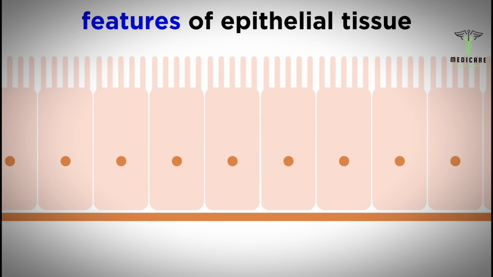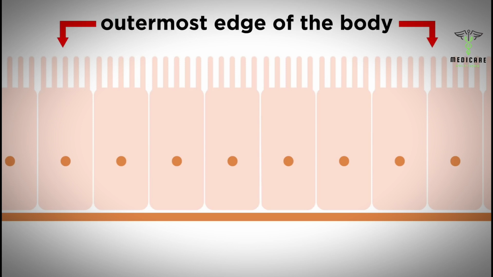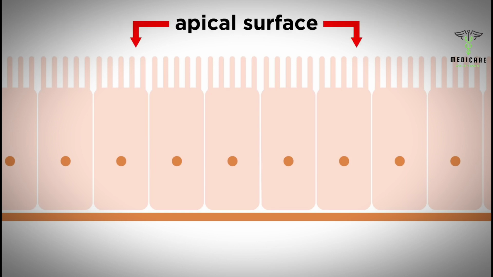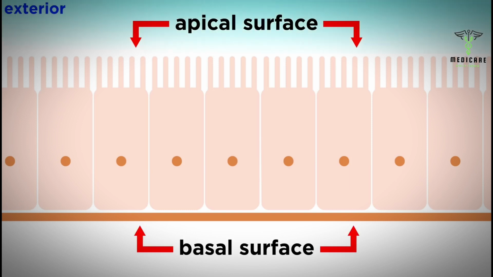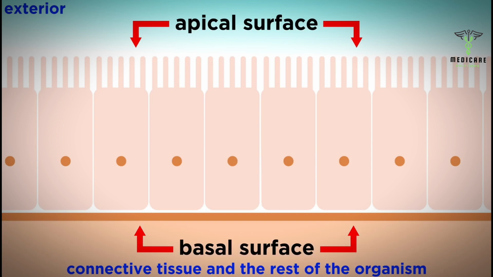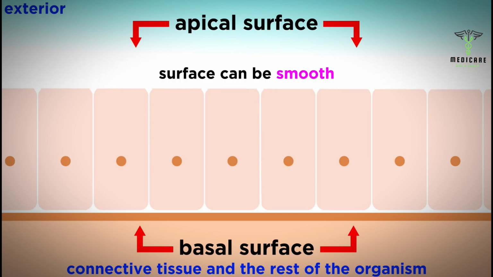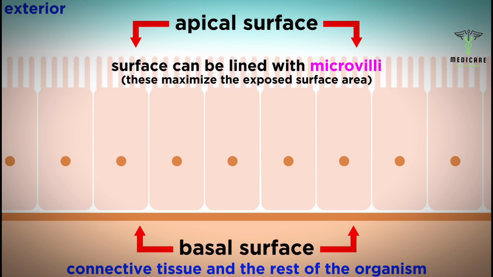For now, let's just describe the key features of epithelial tissue. First, since we are talking about cells that line the exterior of the body or a cavity, then we should distinguish between the apical surface, or the surface exposed to the exterior, and the basal surface, which is attached to some connective tissue within, and the rest of the organism. The apical surface is sometimes smooth, but it is often lined with microvilli, which are tiny projections of the plasma membrane meant to maximize the exposed surface area.